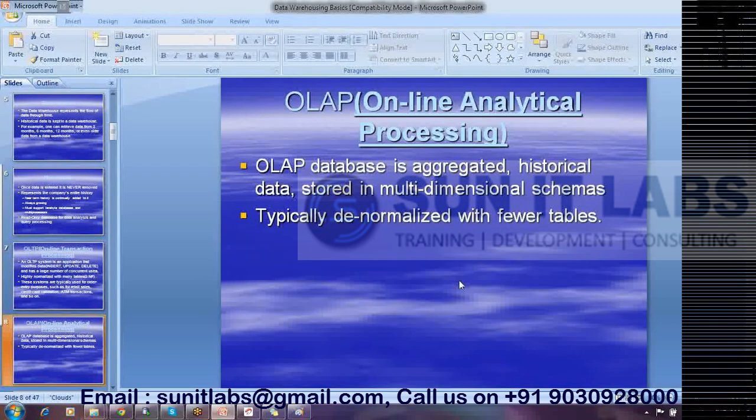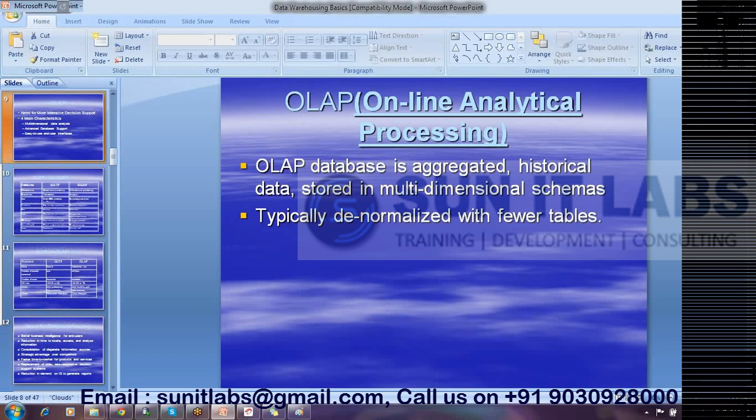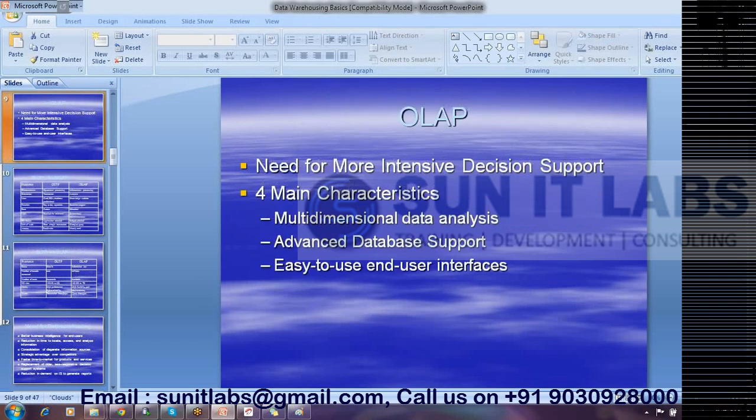In OLAP applications, the data is aggregated and the historical data is stored in multi-dimensional schemas, and it is denormalized with a few number of tables. What is the difference between OLTP and OLAP? In OLTP, you'll have more tables. In OLAP, you'll have fewer tables because the data is in a denormalized structure. I'm going to show you what denormalized structure data is and what normalized structure data is. The OLAP will be used for decision-making purposes, with characteristics of multi-dimensional analysis, and it will be used by the top-level hierarchy in the business.